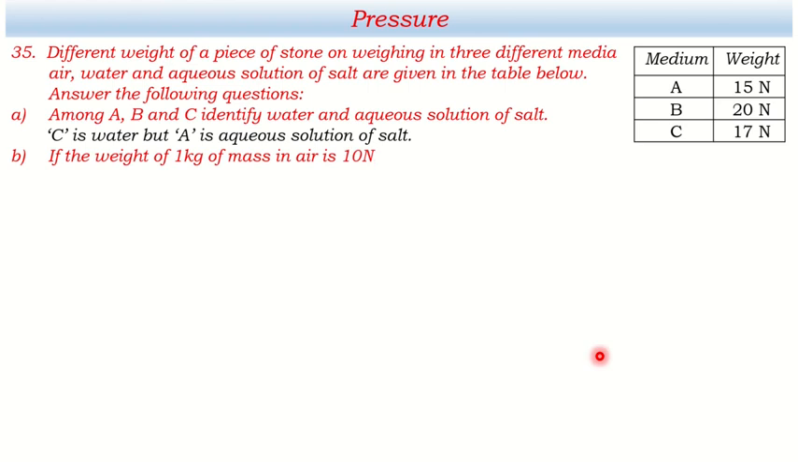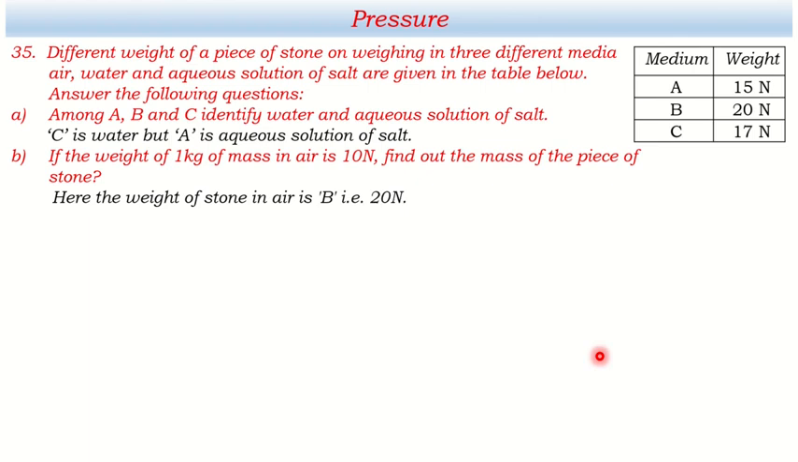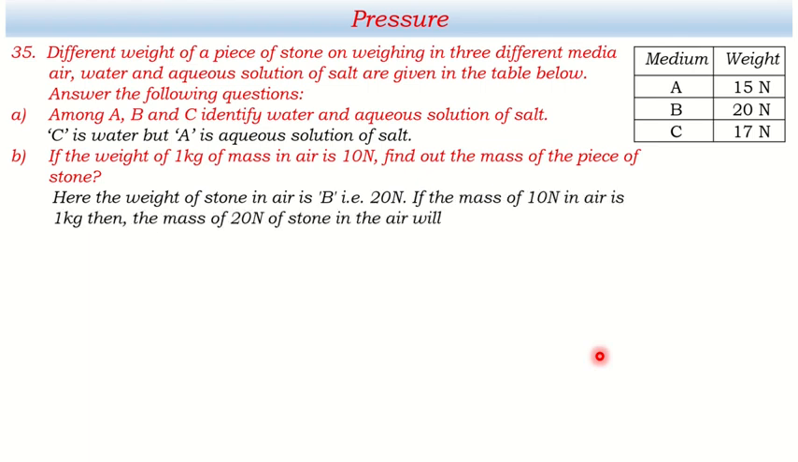Another question added on it: if the weight of 1 kilogram mass in air is 10 Newton, find out the mass of the piece of stone. Now we can answer very easily. Here the weight of the stone in air is B and that is 20 Newton. And if the weight of 1 kilogram mass in air is 10 Newton according to this question, then the mass of the stone with weight 20 Newton in air will be 2 kilogram.